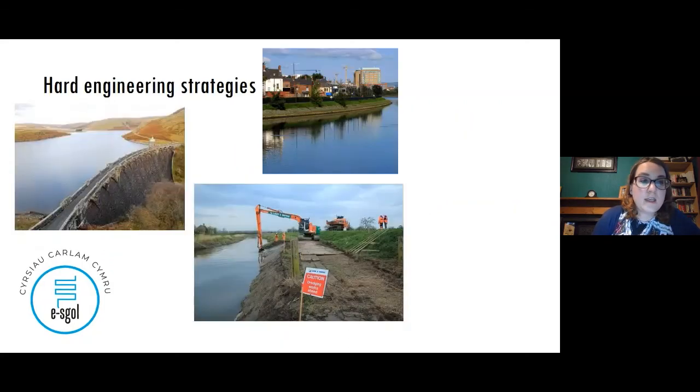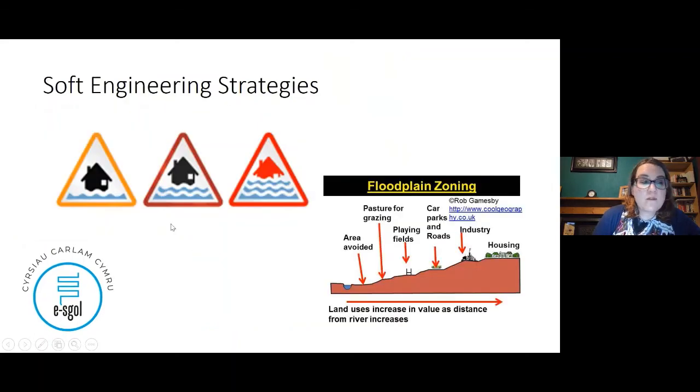If we're looking at our hard engineering strategies, we have things like dams and reservoirs. We have river straightening and dredging. There are advantages and disadvantages to each of these, and oftentimes hard engineering strategies are quite costly. We also have our soft engineering strategies, which do not involve building artificial structures.